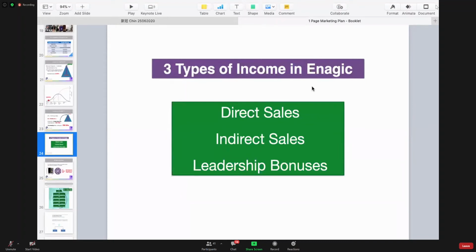All right. Okay, so when I share with you this Enagic marketing plan, there are three types of income that we are talking about. Number one, direct sales. Very obvious. If you introduce someone, you get paid. What you sow, you should reap. So you introduce someone and someone bought a machine and you just get paid.